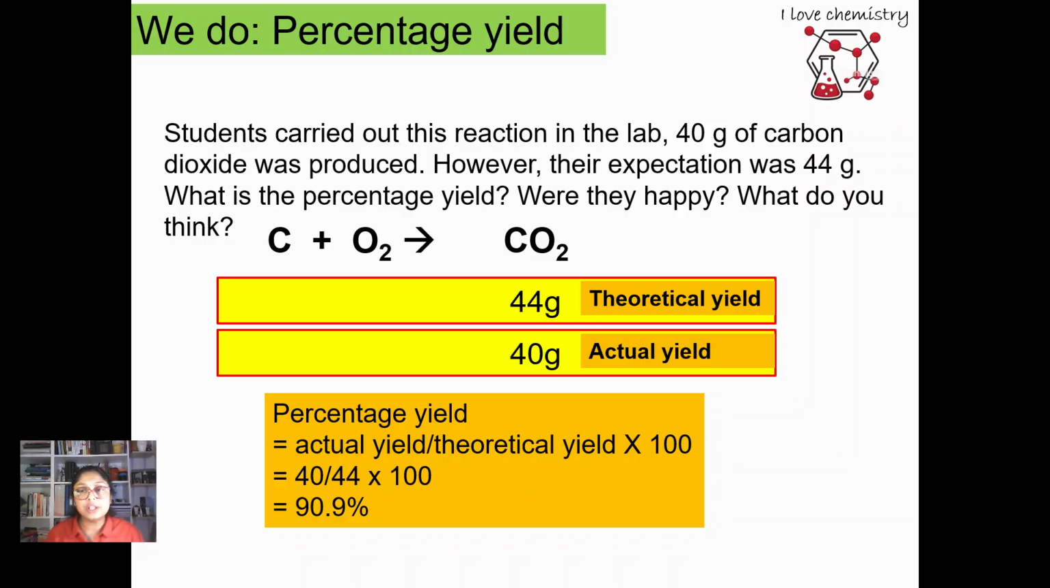You get the final answer 90.9. Easy peasy, isn't it? So you see the benefit of calculating this, that we can see what the yield is, is it good or not so good, and what we can do to increase the yield of the chemical reaction.